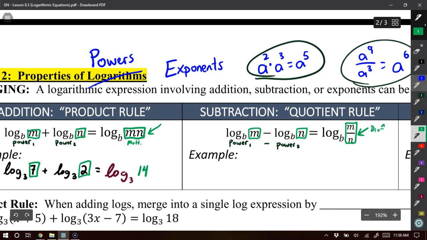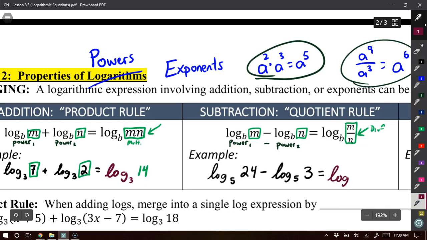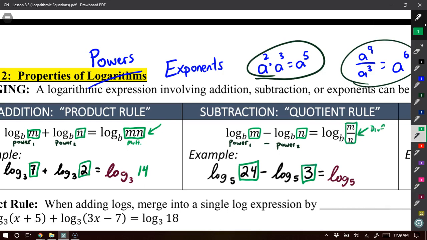If I have log, again, just making them numbers, if I have log base 5 of 24 minus log base 5 of 3, I want to merge those into one single logarithm, log base 5 of something. I'm subtracting logs, which means I'm subtracting powers. So I'm going to take my two numbers, the 24 and the 3, and I'm going to divide them, and I'm going to get 8. It's that easy. We are dealing with the quotient rule for this.